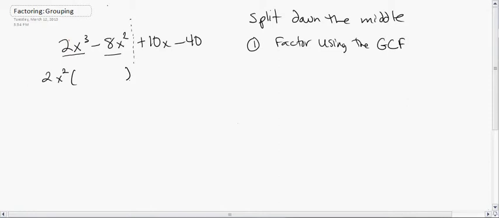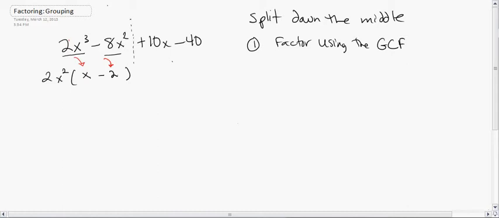Then I'll divide 2x squared, my greatest common factor, out of both of those terms. So if I divide 2x squared out of x cubed, I get just an x. So that becomes that. And 2x squared out of 8x squared is negative, oops, let's go back to black here, negative 2. So that becomes that. So I've taken care of the left-hand side. Now I'll do the same on the right.